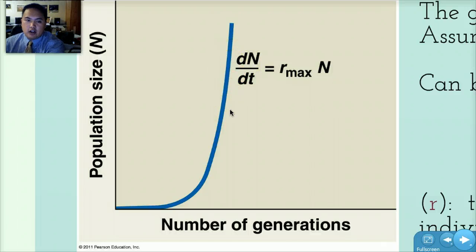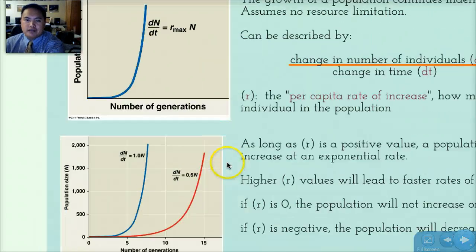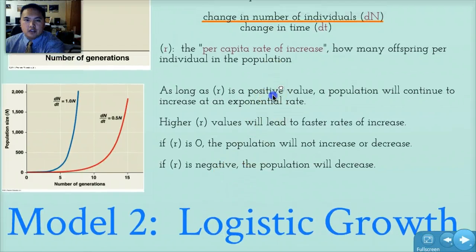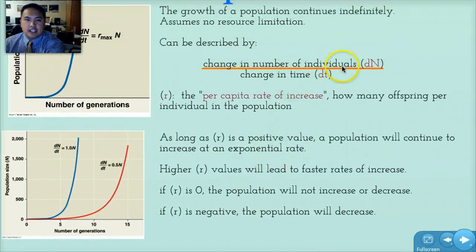This is also known as a J-curve, or those of you that remember math, this is also called an exponential curve or quadratic, like x squared. This is when you have no resource limitations and a population grows forever. So if I scroll up real quick, dN/dt again means a change in number of individuals over change in time. r, as I told you, stands for rate, or the rate of increase, or how many offspring per individual in the population. So in this formula, dN/dt, change in number over time, equals the rate times N.